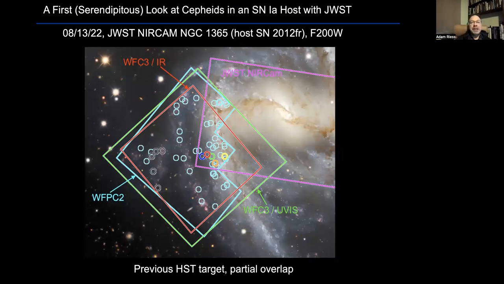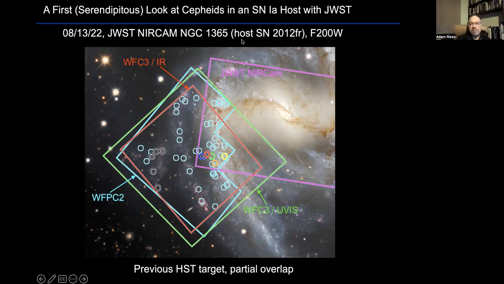Somebody took a serendipitous observation. So I should say, we have a large program in the first year with JWST to reobserve these galaxies and remeasure the Cepheid variables. But that's going to take a while just to get on the schedule and have those observations occur. However, there was a serendipitous observation of one of the galaxies. We observed a type 1a supernova host that had Cepheid variables that we previously observed with the Hubble Space Telescope. And even the serendipitous observation was enough to observe a good handful of Cepheid variables.